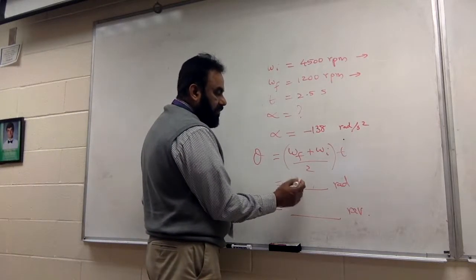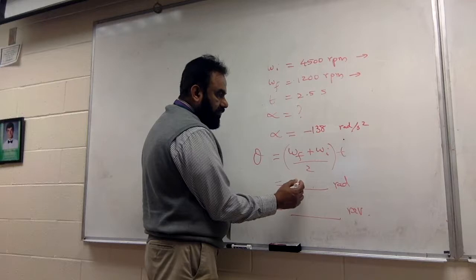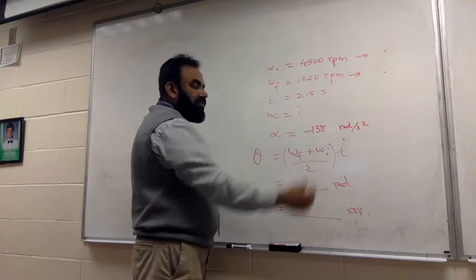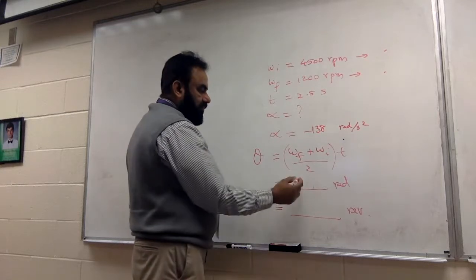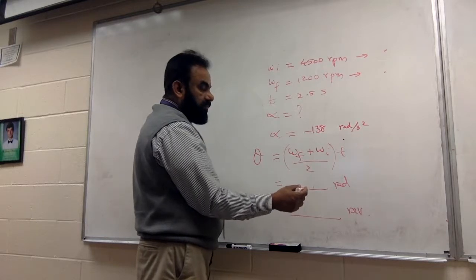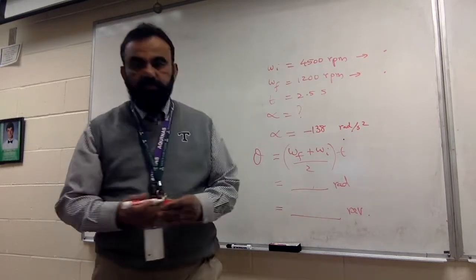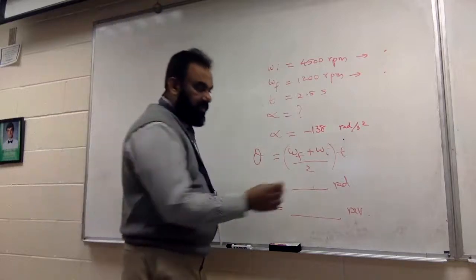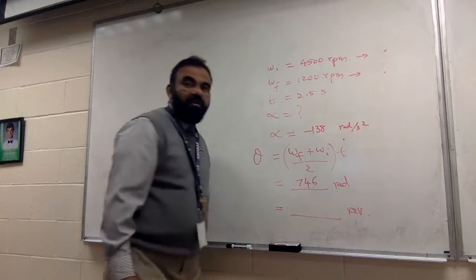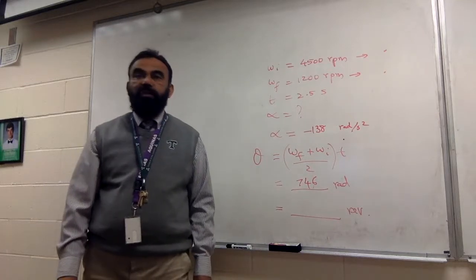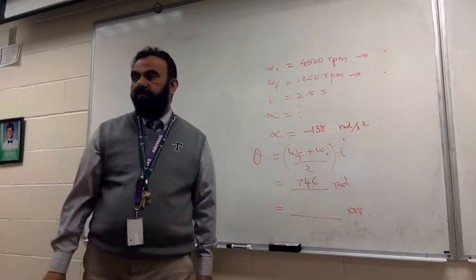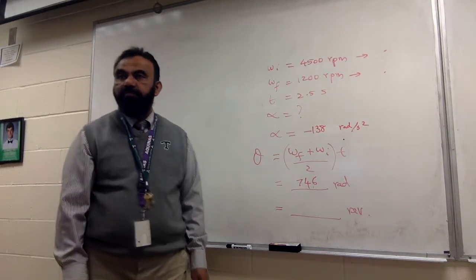How many turns? How many radians? Omega final plus omega initial divided by 2 times 2.5. Yes, 746 radians, and then convert it to revolutions now, divided by 2 pi. Remember to put the 2 pi in parentheses, okay? That's a very common mistake.